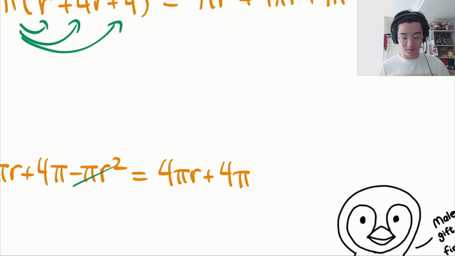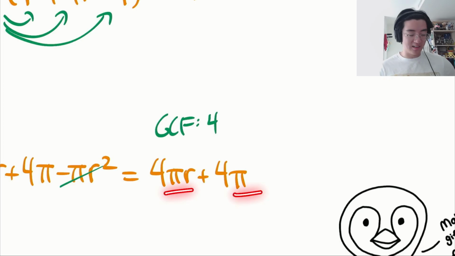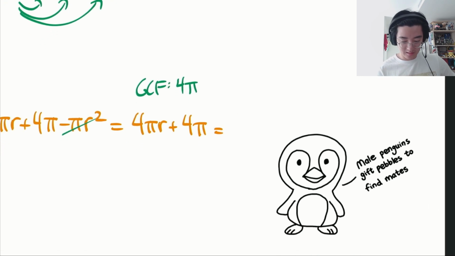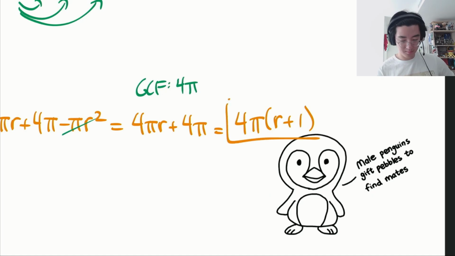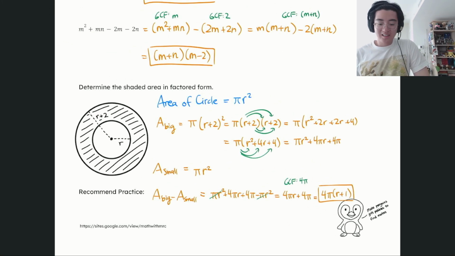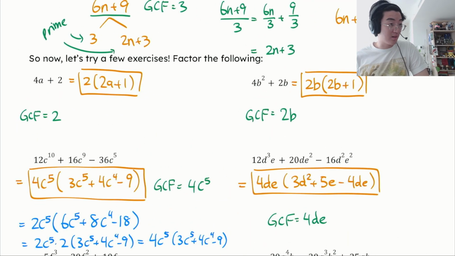We can take out a 4. What else can we take out? We can also take out the pi. Both of those are multiplying pi, so we can take that one out as well. To get us 4 pi (r plus 1). Okay, and that's it. That's our answer.